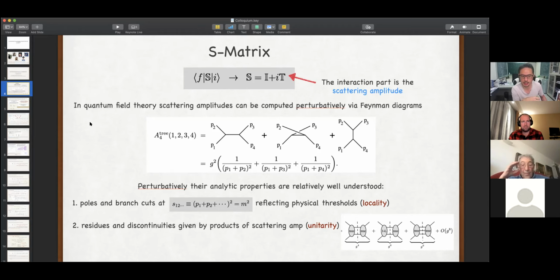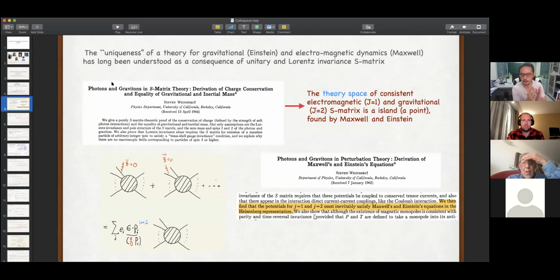In the very early days, for example, Weinberg used these kinds of arguments to show that you can start from the requirement of a consistent S matrix and derive general properties of gravitational and electrodynamic systems. For example, you can show that for spin one, it must be given by Maxwell's equations, and for spin two, you must have a gravitational theory. This is the famous soft theorem that one would use.